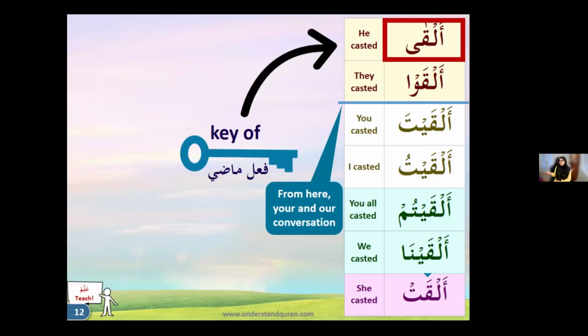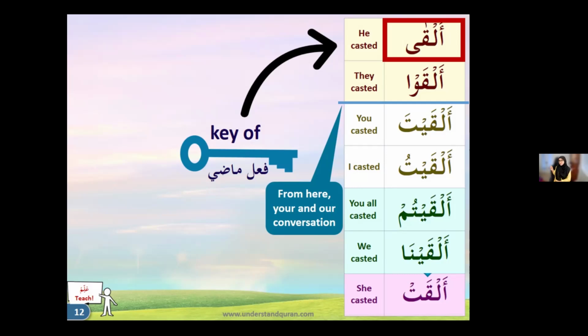So let's practice this together. He casted, alqa. They casted, alqaw. You casted, alqaita. I casted, alqaitu. You all casted, alqaitum. We all casted, alqaina. And she casted, alqat.